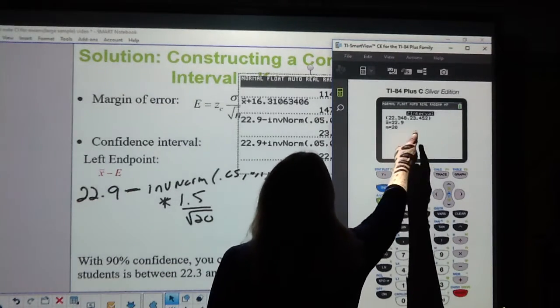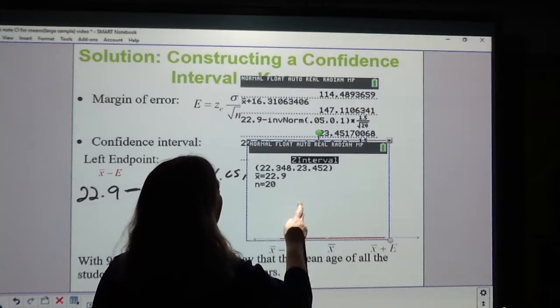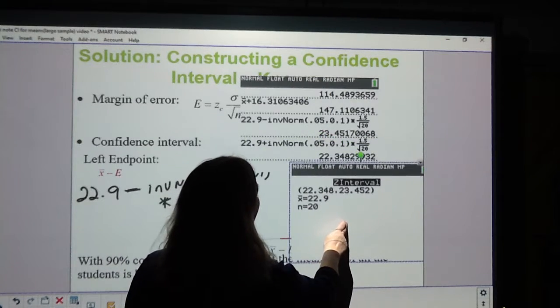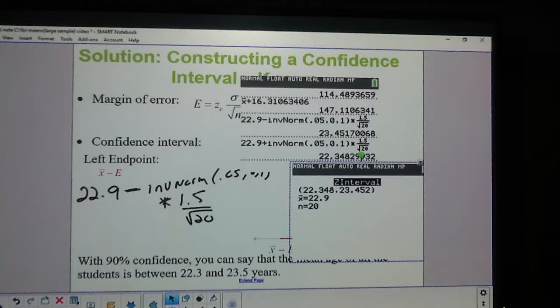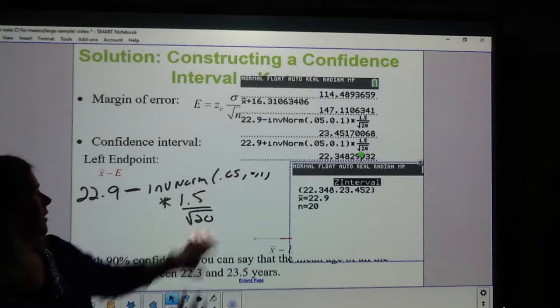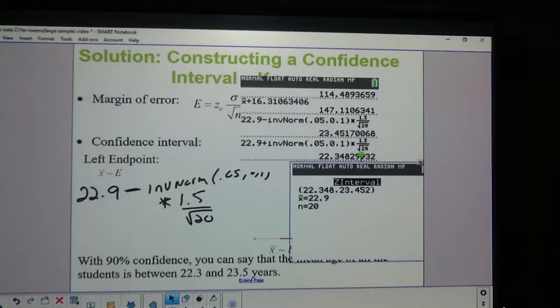And notice, you really get the same thing right there. Exact same thing. So you can do it with Z interval also. But I want you to know this formula because we're going to use that formula sometimes just alone. So Z interval is the fast way to do it.